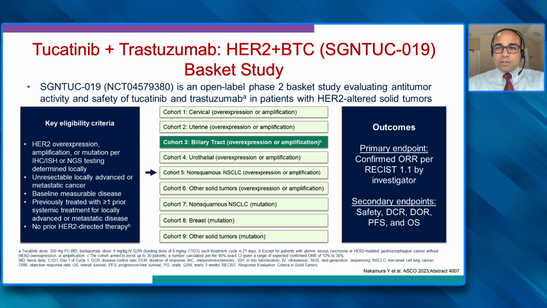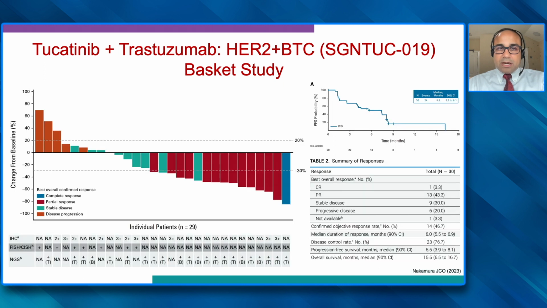So the primary outcome was confirmed objective response rate, but the cohort of interest for us is cohort 3, which is biliary tract tumors. And in this study with trastuzumab and tucatinib, you can again see a good response rate of around 46%, with duration of response being about 6 months or so. So again, dual anti-HER2 therapy showing benefit in heavily pretreated biliary tract cancers with HER2 overexpression or amplification.